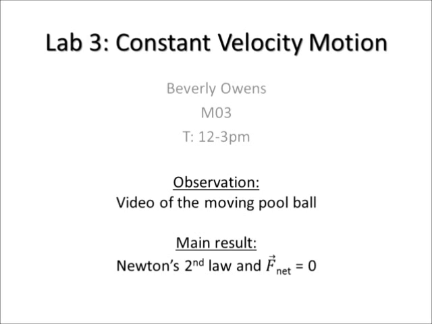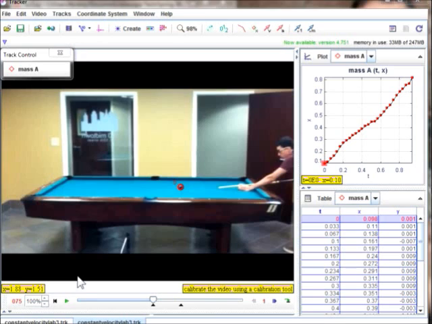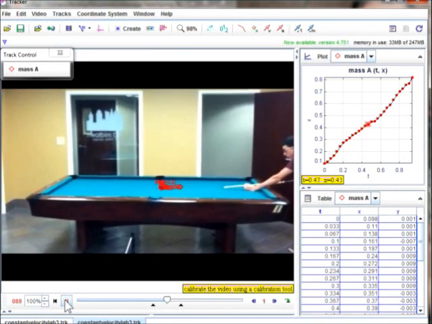We are observing a video of a moving pool ball in a straight line on a pool table, and our main result is the model gave a good prediction of the observed motion by using Newton's second law and F net is equal to 0. This is a clip of a friend hitting a pool ball across the pool table.